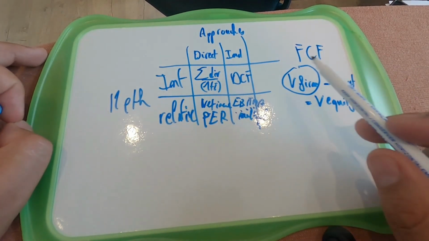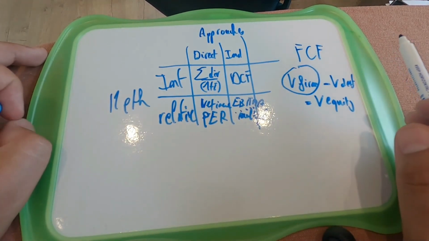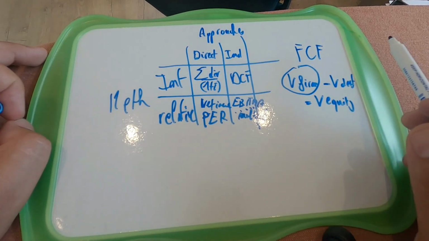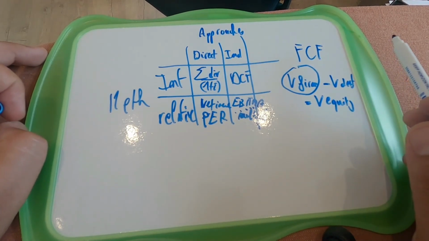So in a nutshell, we went through the four different methods, through two methods and two approaches, which gives us four valuation methods that are very useful to find the fundamental value of the firm.